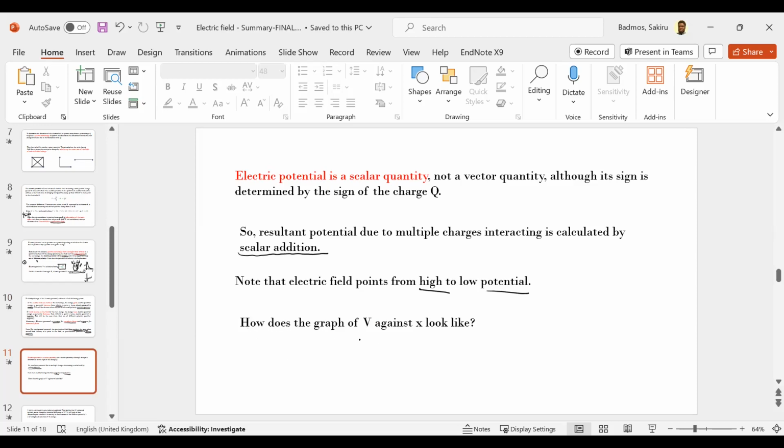So how does the graph of V look? We've looked at that before, V against R, the distance. It depends on the nature, whether it's attractive or repulsive, because it's proportional to 1 over R.